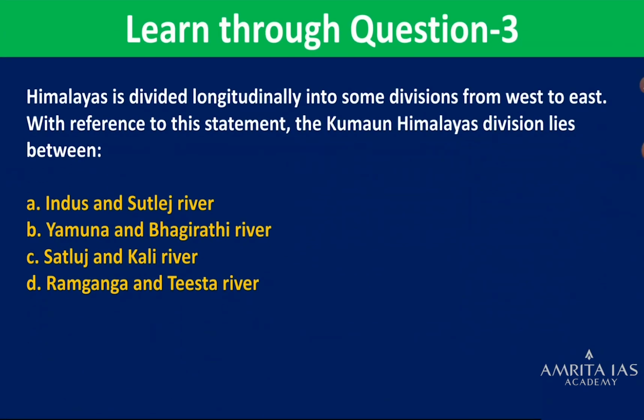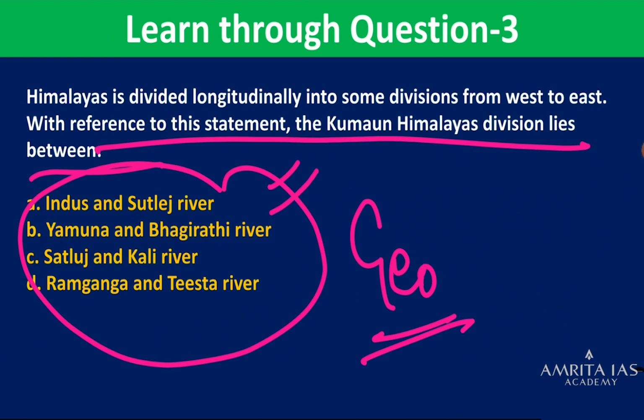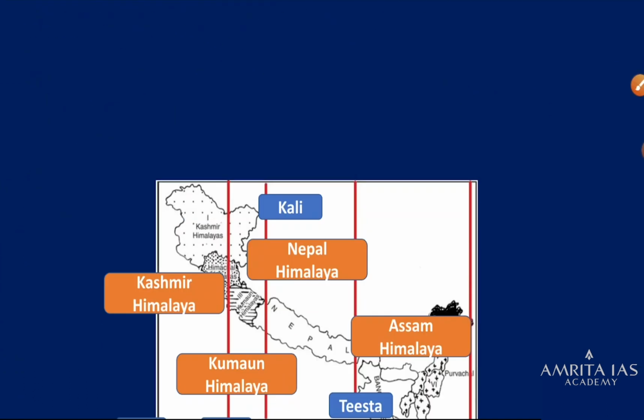Next, the Himalaya is divided longitudinally into some divisions from west to east. It's a basic geography question. In this regard, the Kumaon Himalaya lies between which rivers? Try to answer this very basic and easy question. Please pause the video and try to answer. You just need to know the map.